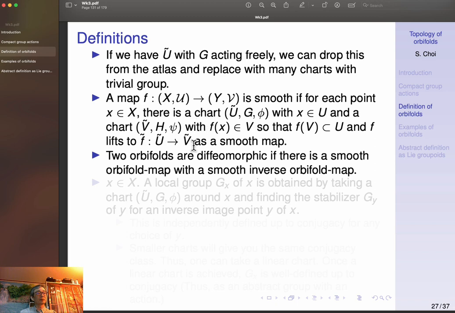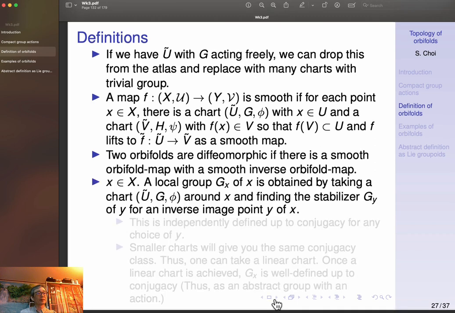So you have to be able to do that for everything, but of course there's some ambiguity about the lift. The lift can be different, but the smoothness doesn't really make any difference there. So two orbifolds are diffeomorphic if there is a smooth orbifold map with a smooth inverse orbifold map.